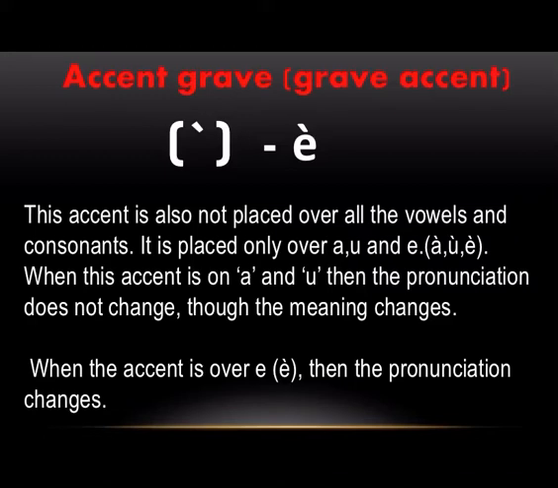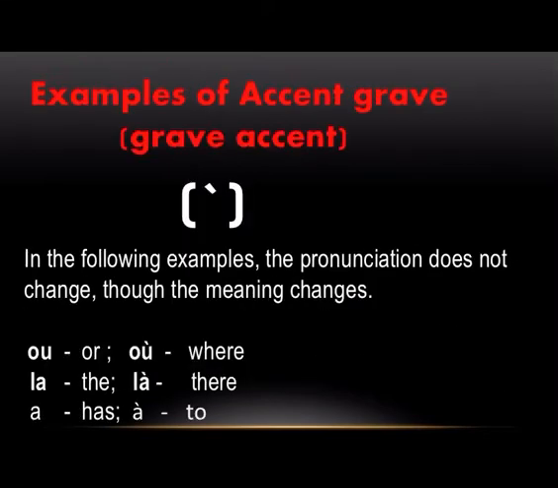The other accent is accent grave, which means grave accent. This accent is also not placed over all the vowels and consonants, but it is placed over the vowels A, U and E. There are different rules for the pronunciation while this accent is placed over A, U and E. When this accent is placed over A and U, then the pronunciation doesn't change, though the meaning changes. But when the accent is over E, then the pronunciation changes. There are some examples of grave accent.